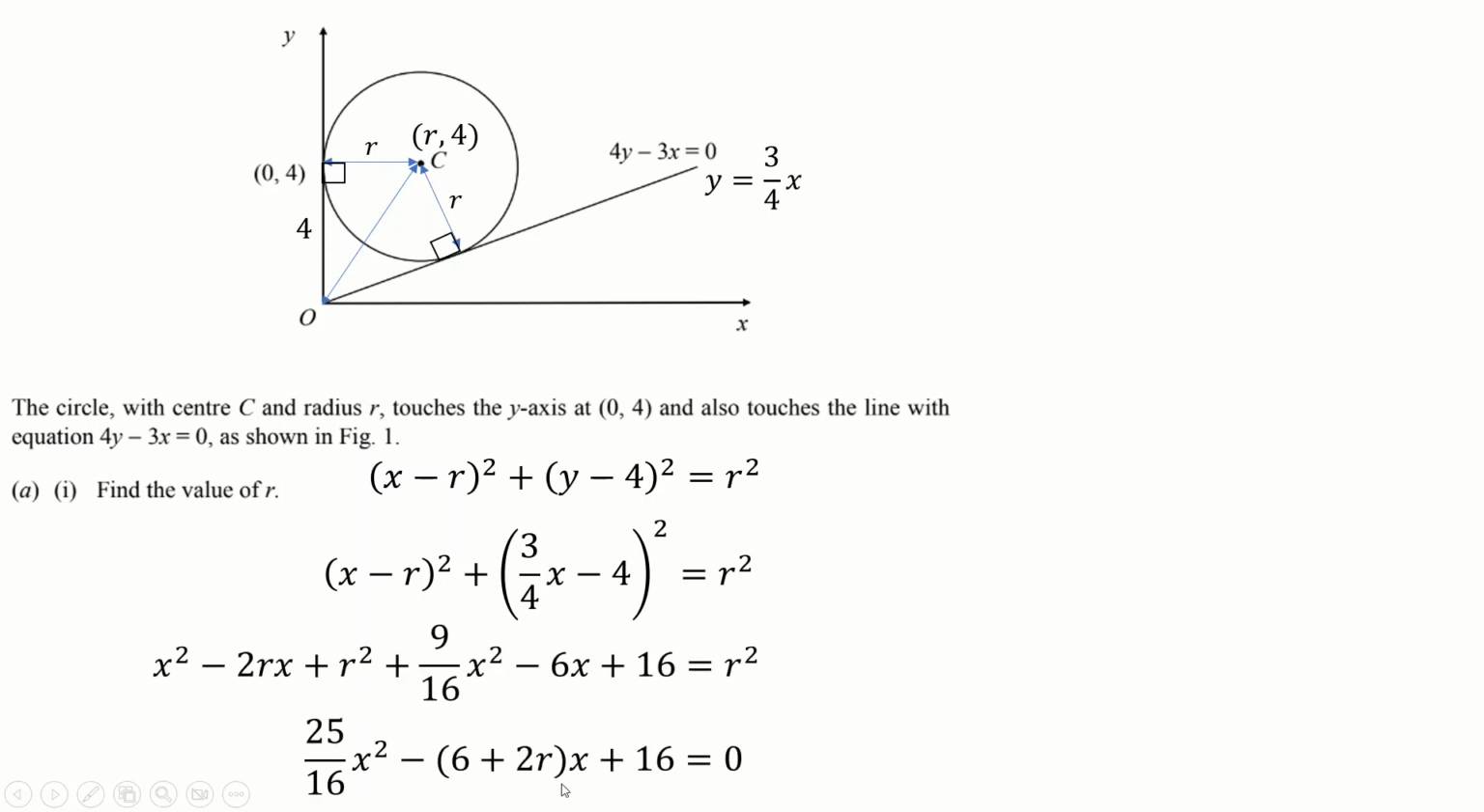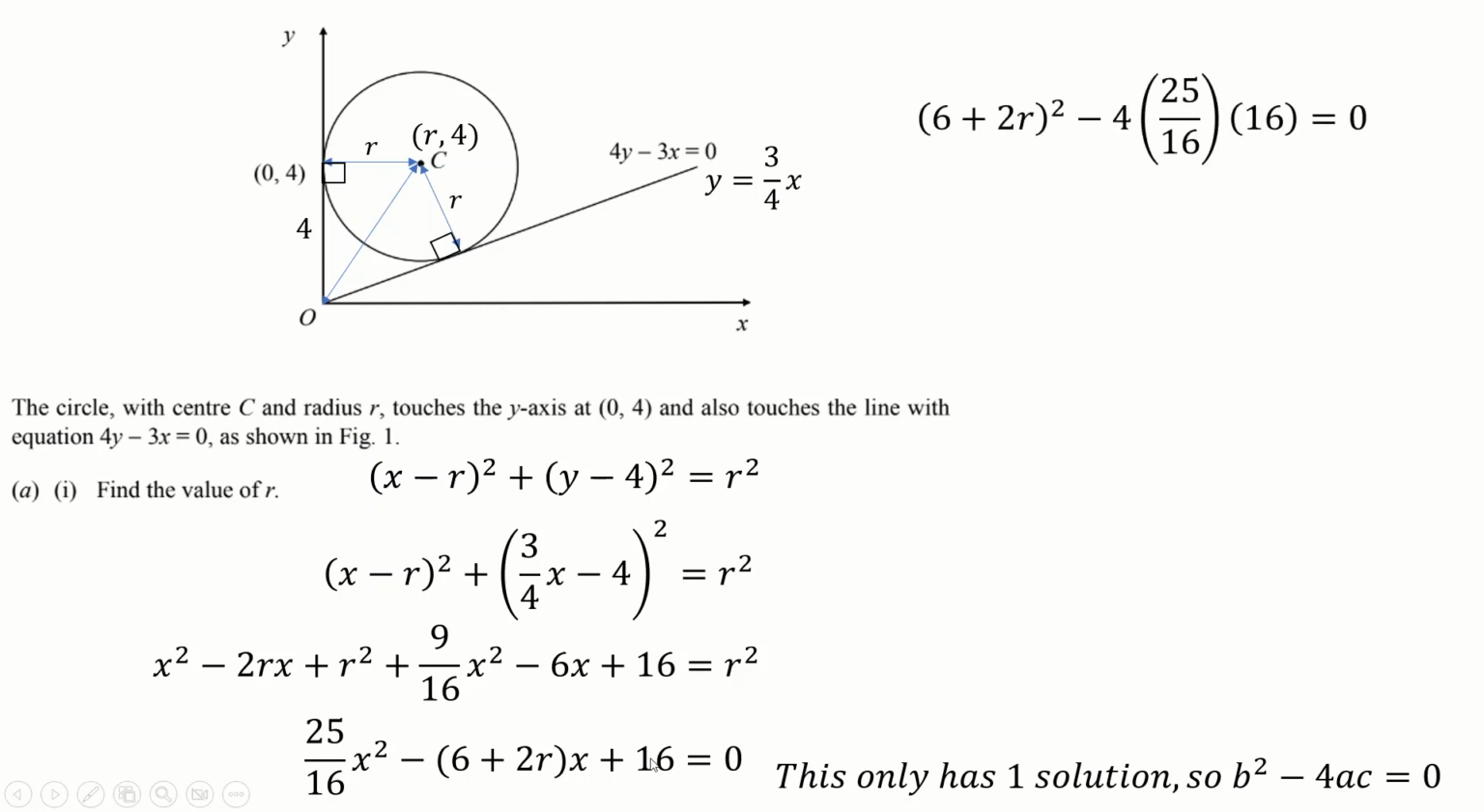Now this is a quadratic, but I know something about this quadratic, and what I know about it is that it only has one solution, because there's only one intersection between the line and the curve. So the discriminant of this quadratic is 0. So a is this, b is that, c is that. I can just square that, take away 4ac, and I should get 0. This works out quite nicely, because that just makes 100.